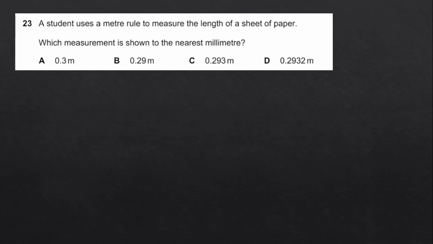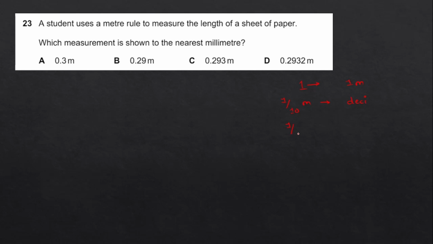Let's take a look at the next question. A student uses a meter rule to measure the length of a sheet of paper. Which measurement is shown to the nearest millimeter? Okay, so we have different options. If I take this as 1 meter, 1/10 of a meter is called a decimeter.